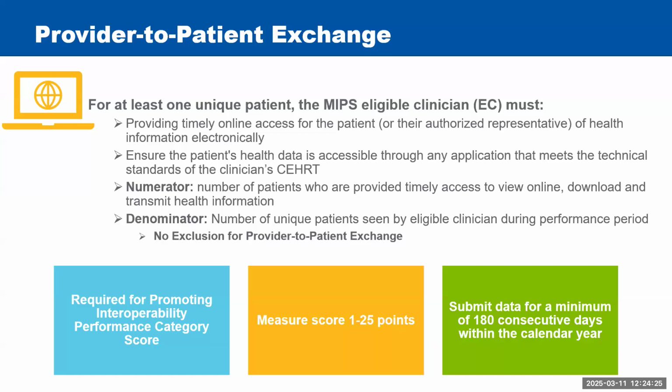And then, of course, you have your unique patient, and that's going to be a patient that is seen by that eligible clinician more than once during the performance period. However, if they are seen more than once, they are only going to be counted one time. So it's kind of an unduplicated patient count. This is a required measure for promoting interoperability. For this measure, you can score up to 25 points, depending on your performance rate from your denominator and numerator. And again, you must submit data for a minimum of 180 consecutive days within the calendar year.